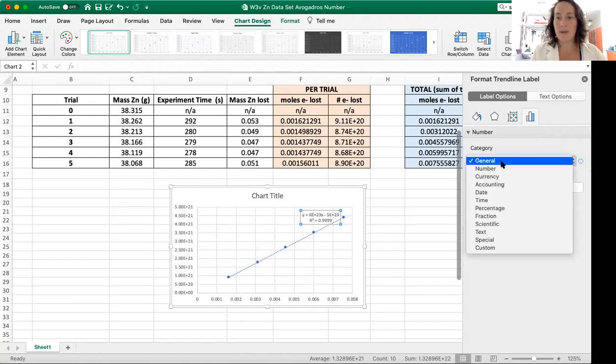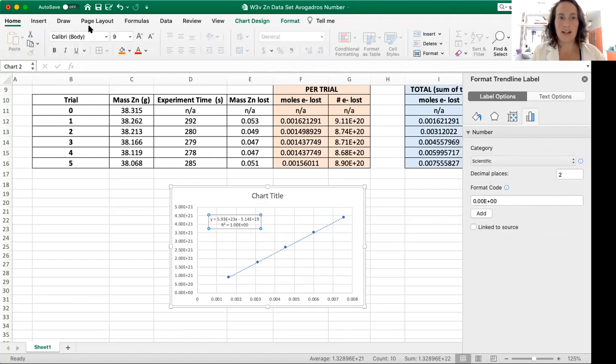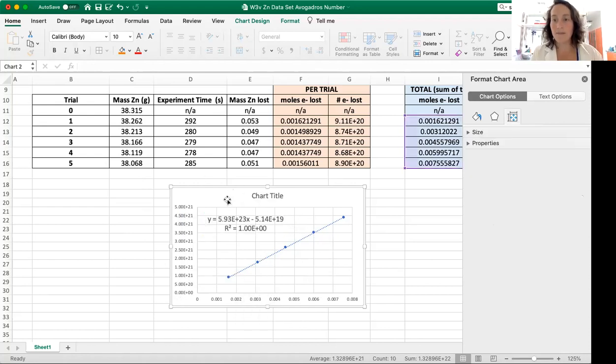Right now it says it's being displayed as general, but I want to use scientific with 2 decimal places. So notice that changed my 6E23 to 5.93E23. So that looks great. I'm going to move this over here in this clear space, and also I'm going to change the font size. In order to do that, I click up here on home. I go back home to where I can change the font and the size, and I'll move it up to like 14. I mean, I don't know why Excel's default is 9. So small.